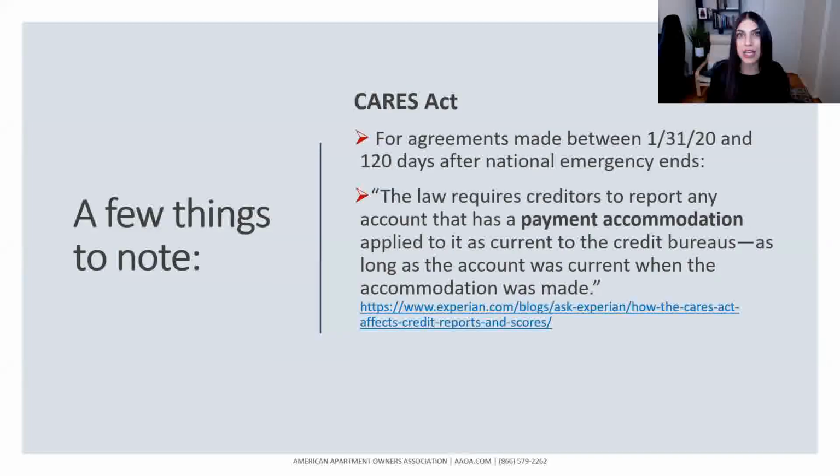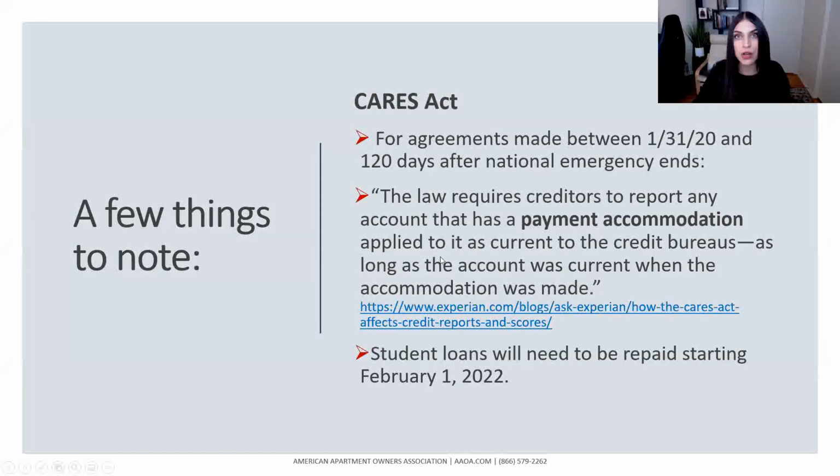So there's a lot of payment accommodations that may have been made that are simply not on a person's credit report. Student loans were one of those. So student loans were automatically put into deferment, even if the student did not ask for it. They had to opt out of the deferment. That deferment is going to end starting February 1st of 2022. We know student loans are a ginormous percentage of people's debt. And unfortunately, what that means is that those payments are going to start soon. So whereas they may have been able to afford your rental before, it's quite possible that a student loan payment may make that more difficult.